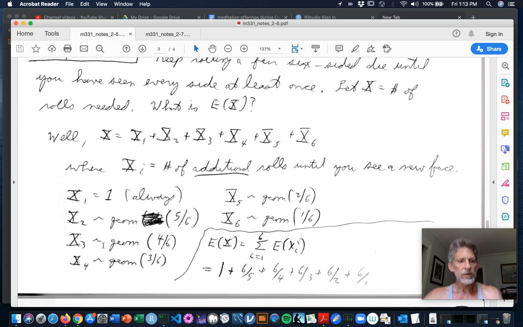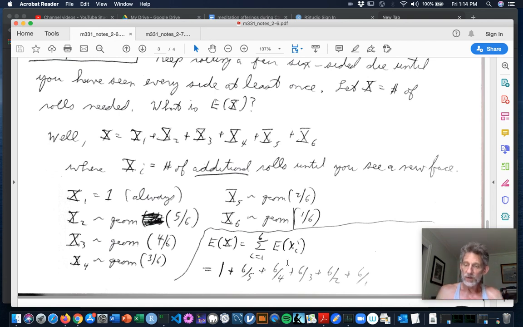How about X3? So you're looking for your third new thing. You've seen 2 different things already, so you only have a 4 in 6 chance each time to see that new thing, but you're waiting for it, geometric again. And similar geometric all the way down the line until you're looking for the last new thing. And so only one of the 6 faces is what you haven't seen, so you have a 1 in 6 chance each time.